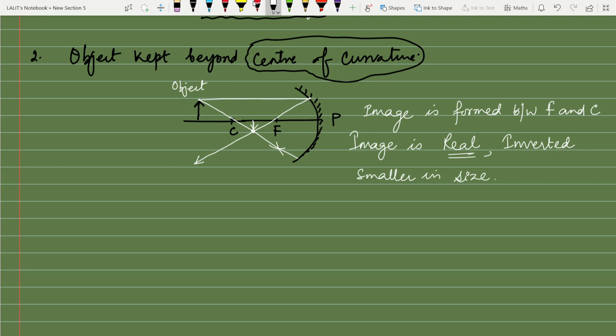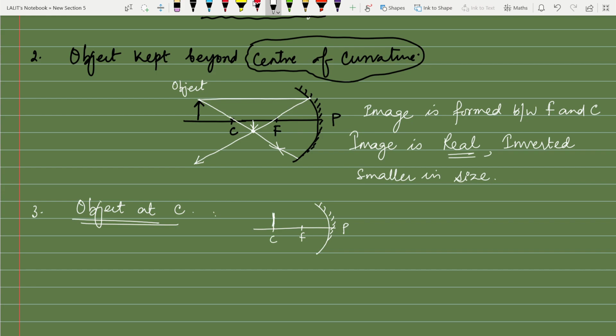So this is case number 2, object kept beyond center of curvature. The third one, you can do it yourself. We will come to the fourth one. The third one is object kept at center of curvature. If you keep the object at center of curvature this way, this is the concave mirror. I am not drawing it. You just have to follow the instructions. Pole, focus and center of curvature.